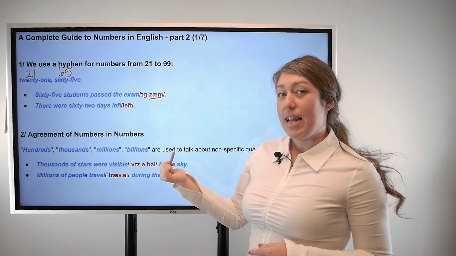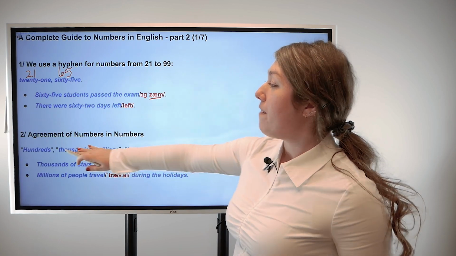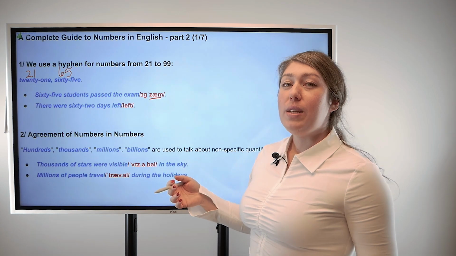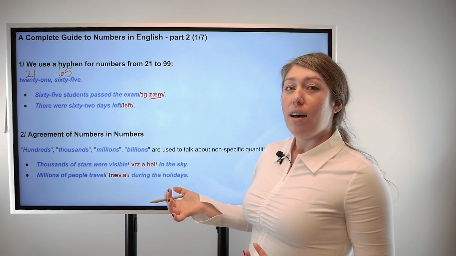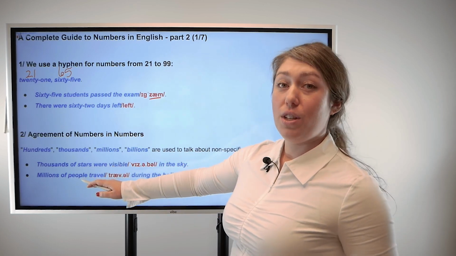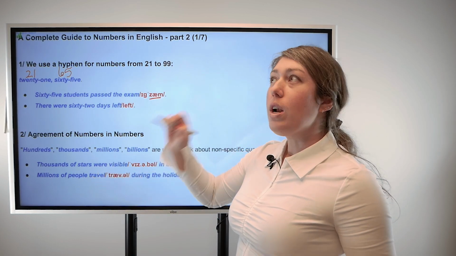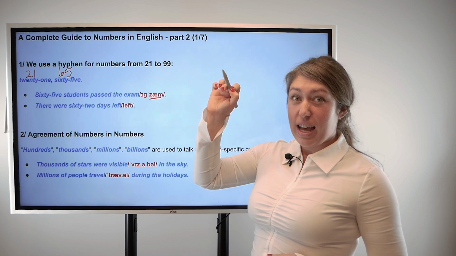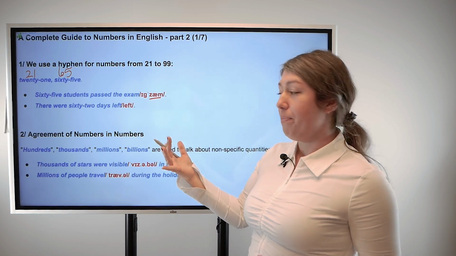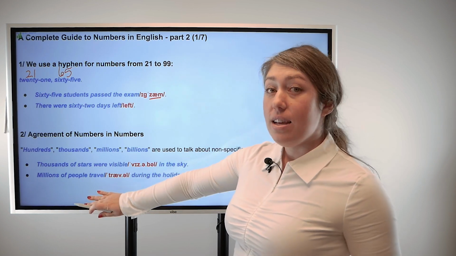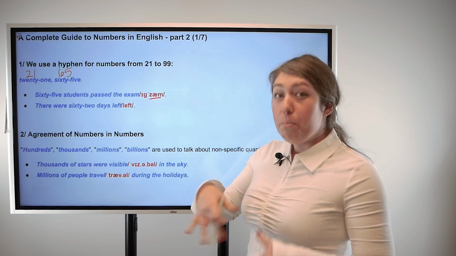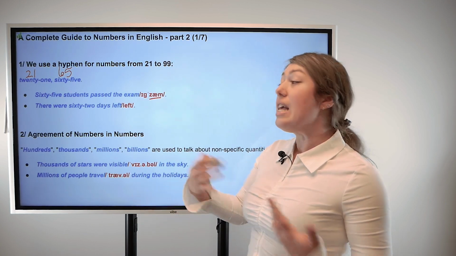Now let's look at the agreement in numbers. We have hundreds, thousands, millions, billions, and we use these to talk about general amounts, not specific amounts. For example, thousands of stars were visible in the sky. We're not counting every single star in the sky, we're just giving a general number to describe how many stars are in the sky. Or, for example, millions of people travel during the holidays. We're not counting exactly how many people, but in general, we know that the number is in the millions.